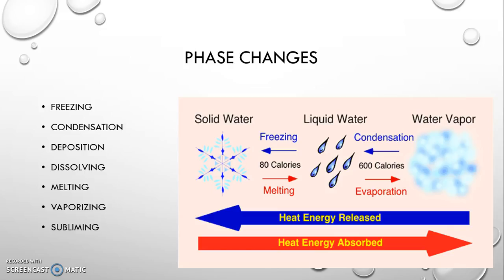Okay, so what are the phase changes? Well, the phase changes could be freezing. Now, freezing is when you go from something that's liquid to something that's solid. How do you do that? You do that by taking away energy. Energy is being released. It's being given off.